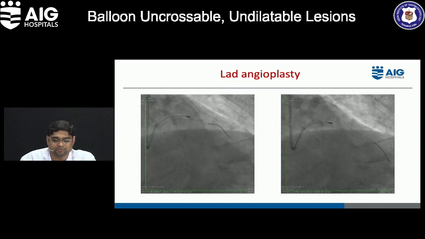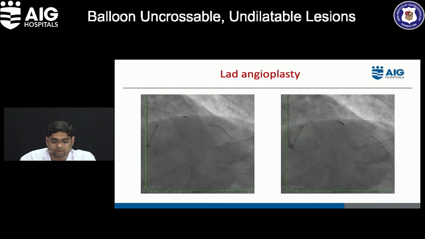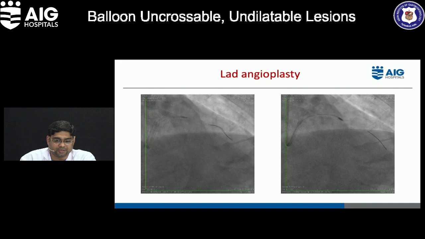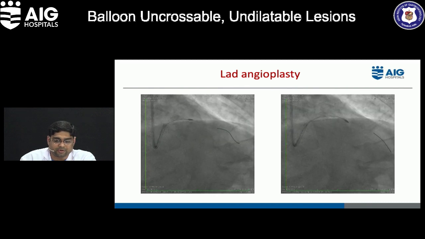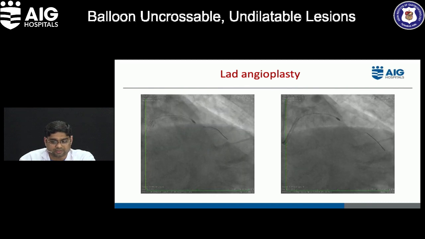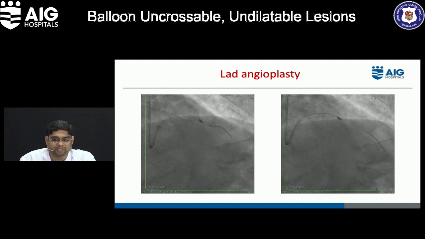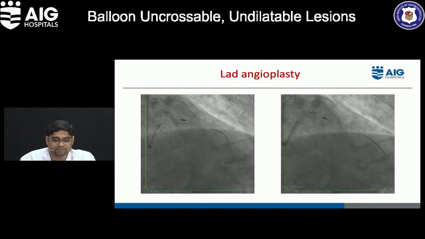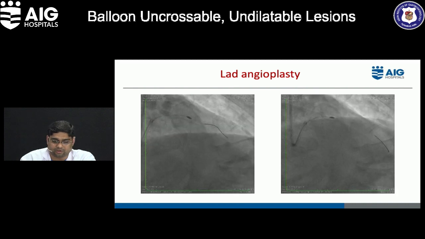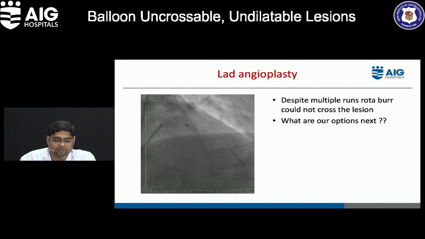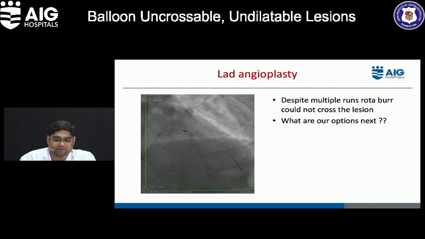So we came to the conclusion that it has ablated the calcium but was unable to negotiate the bend. So what to do now? At this point we thought we could take a chance with a 1.25 mm burr and try to proceed, but we were a little skeptical because it can just pass through and may not come back, get stuck and all. So we thought we'd try with a balloon because the 1.5 mm burr was not crossing the lesion.